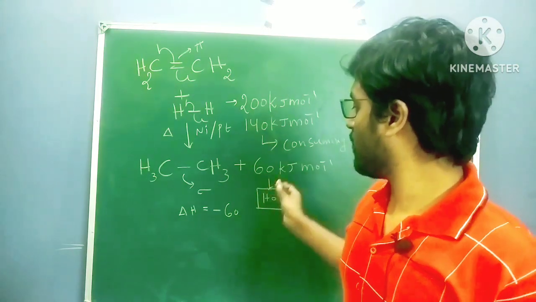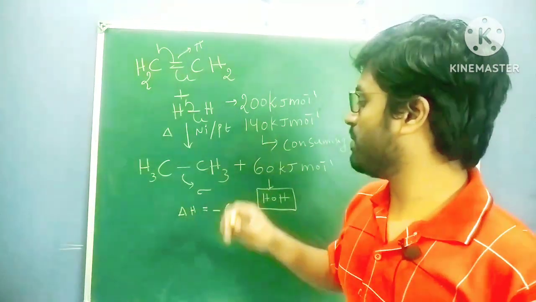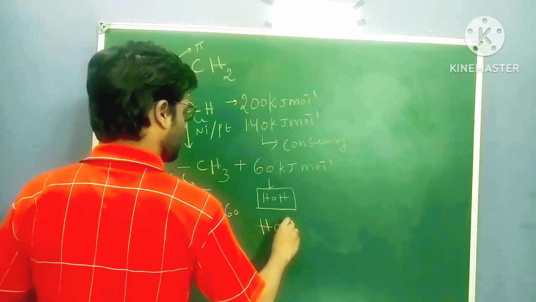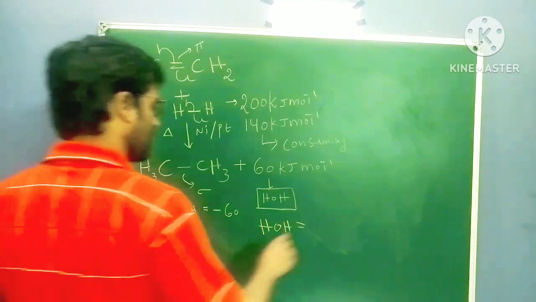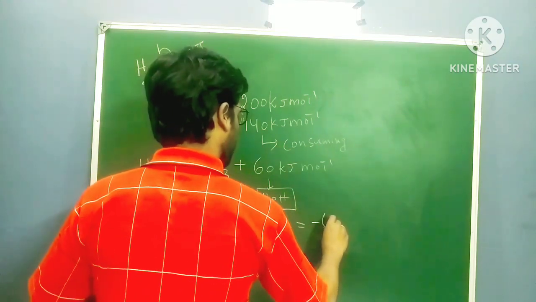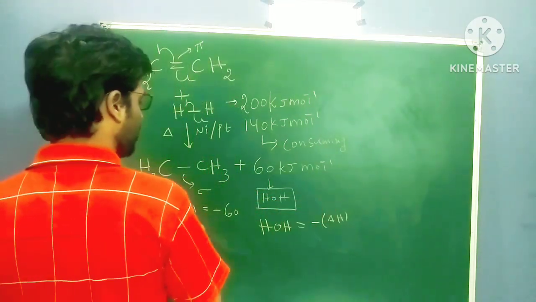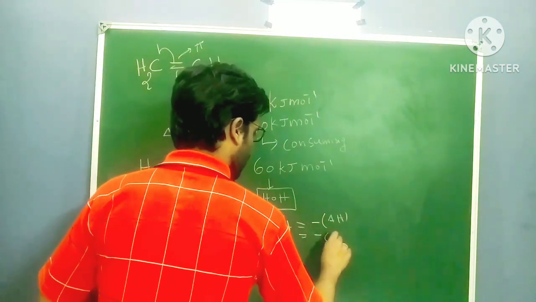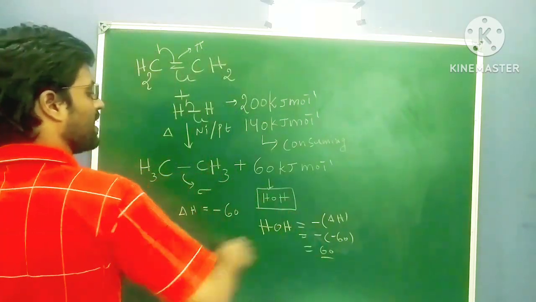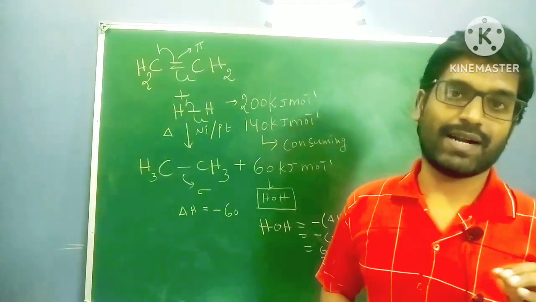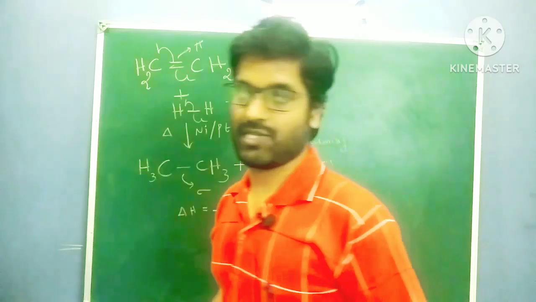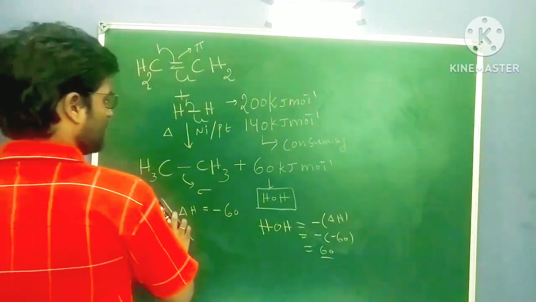Relate this with this. Heat of hydrogenation is 60 kilojoule per mole, enthalpy minus 60 kilojoule per mole. So I can write heat of hydrogenation equal to minus of enthalpy of reaction. Why? Because enthalpy of reaction here is minus 60, so minus of minus 60 kilojoule per mole means plus 60. So this is the heat of hydrogenation value. I can write simply heat of hydrogenation equal to minus delta H. So this is the conclusion.